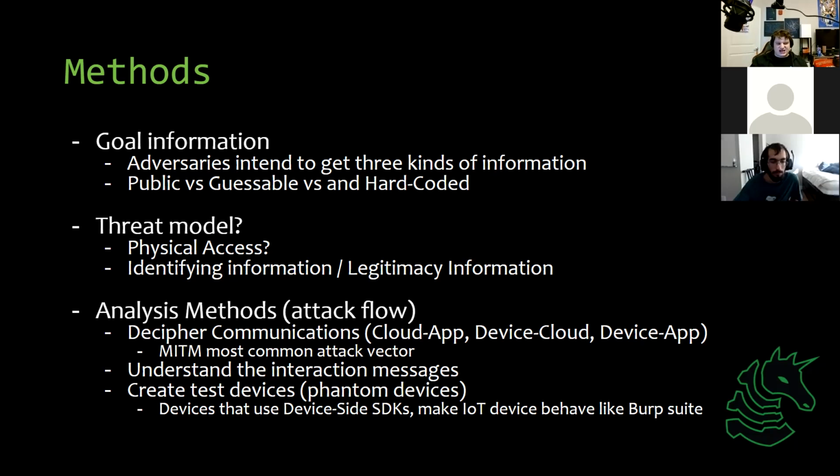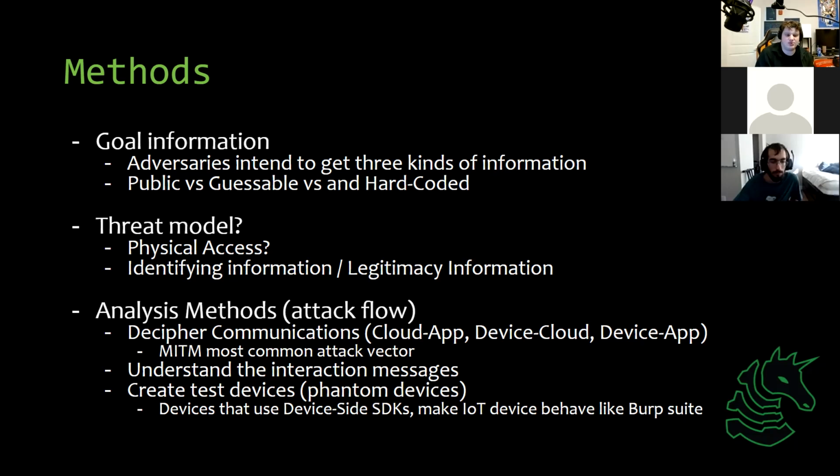So their attack flow was pretty simple to understand. Step 1 was to decipher communications. That was cloud to app, device to cloud, and device to app communications. The most common way to do that was with a man-in-the-middle attack, which basically means between A and B, you inject yourself into the middle and become that middle target. So you can see any messages coming through. You can modify any messages coming through. You could usually decrypt the messages that are coming through. So it's a pretty powerful ability.